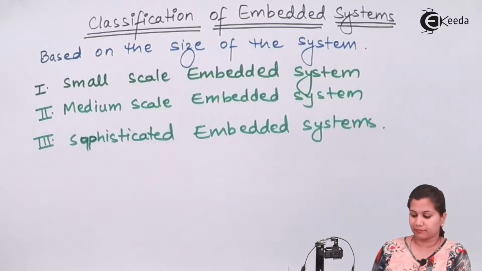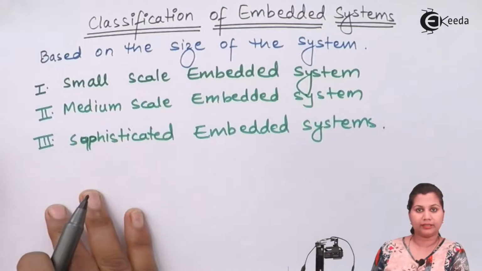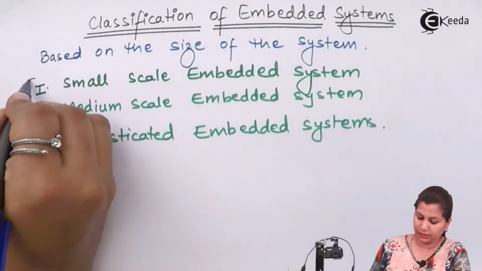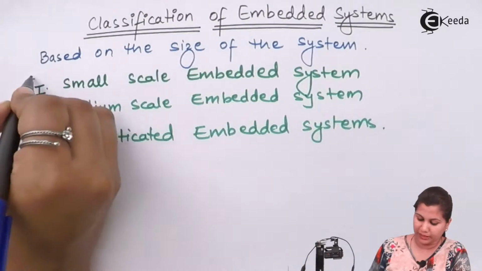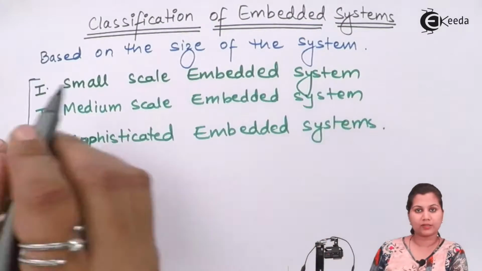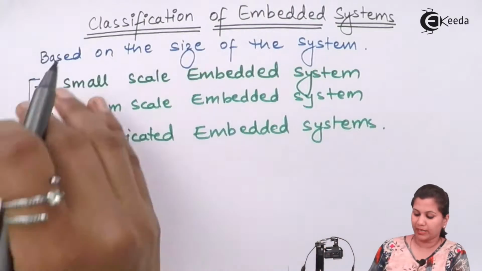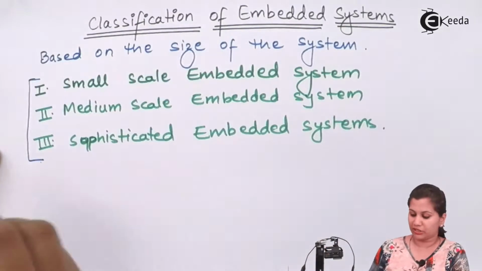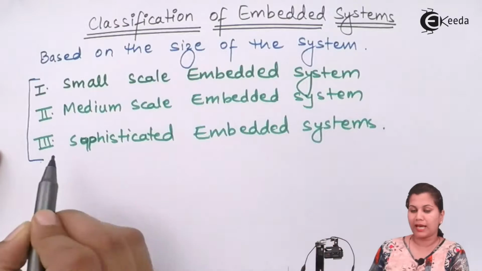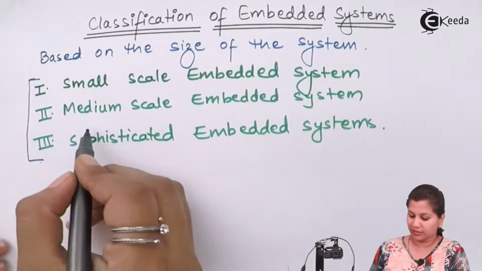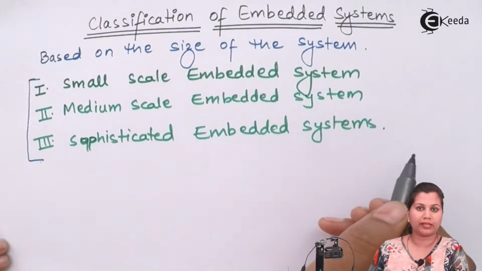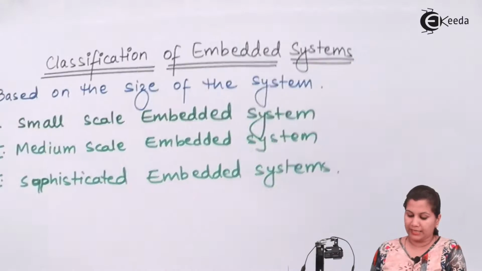The embedded systems are classified in these categories based on the size of the system. If the size is small, then it is called small scale embedded system. If the size is in the medium range, then medium scale embedded system. And if the size is very large, then it is called the sophisticated embedded system. Let's start with the small scale embedded systems.